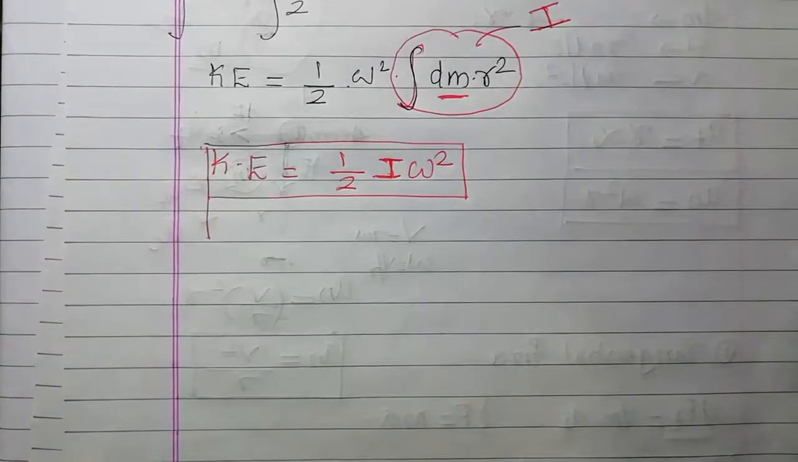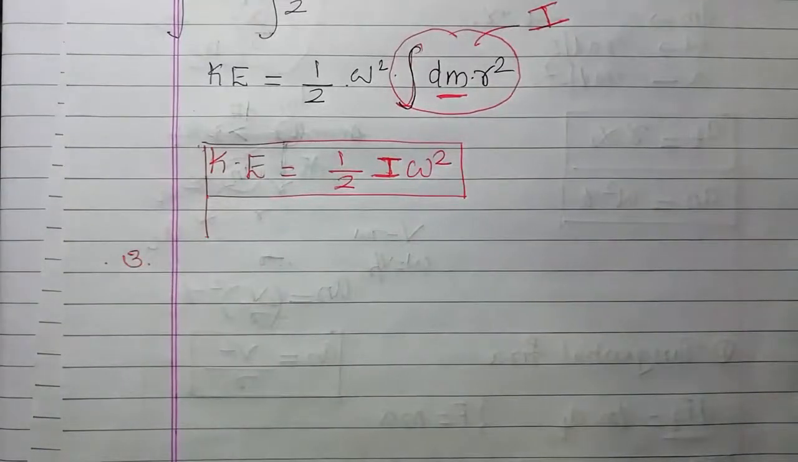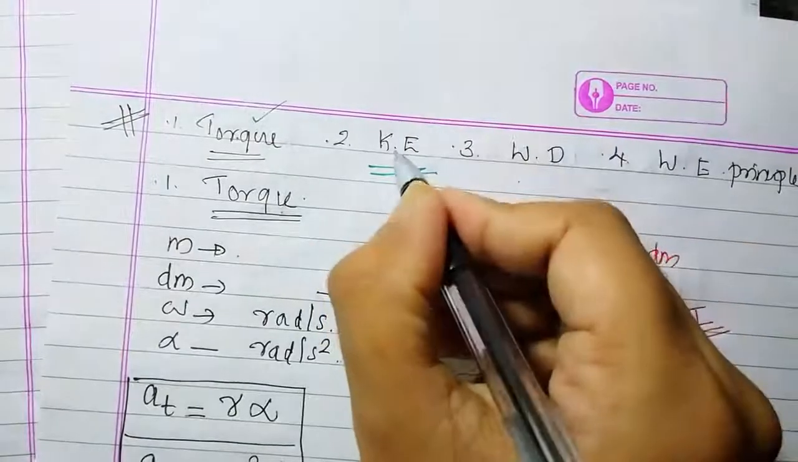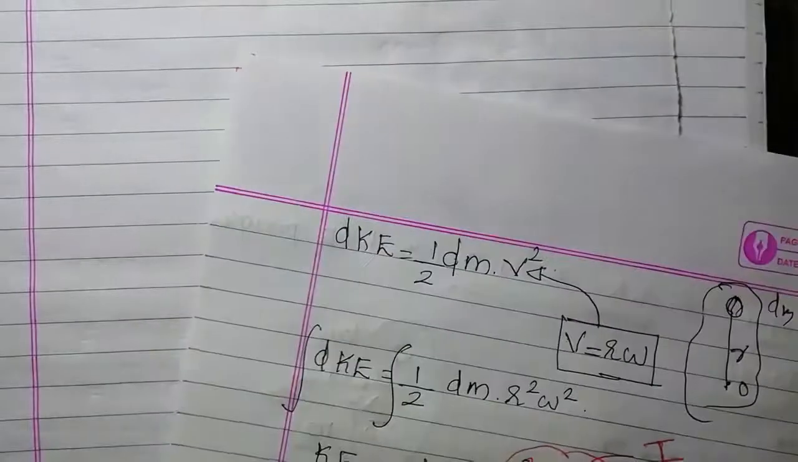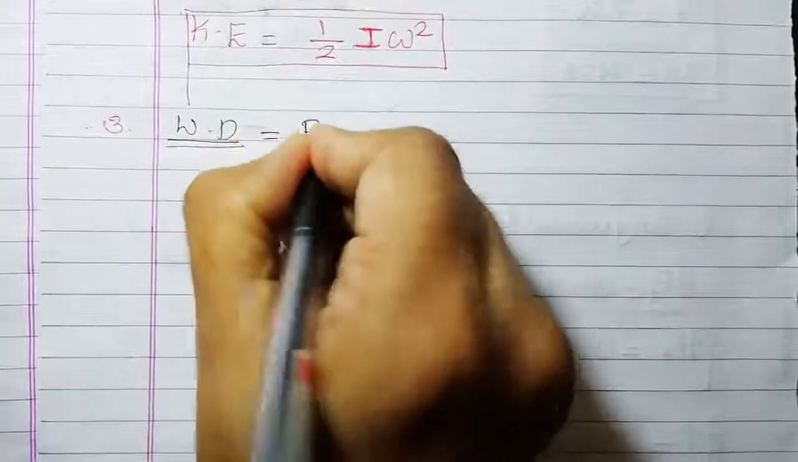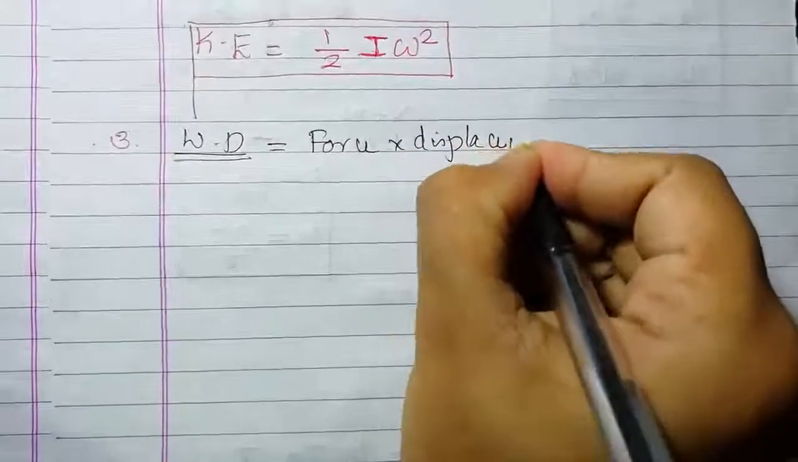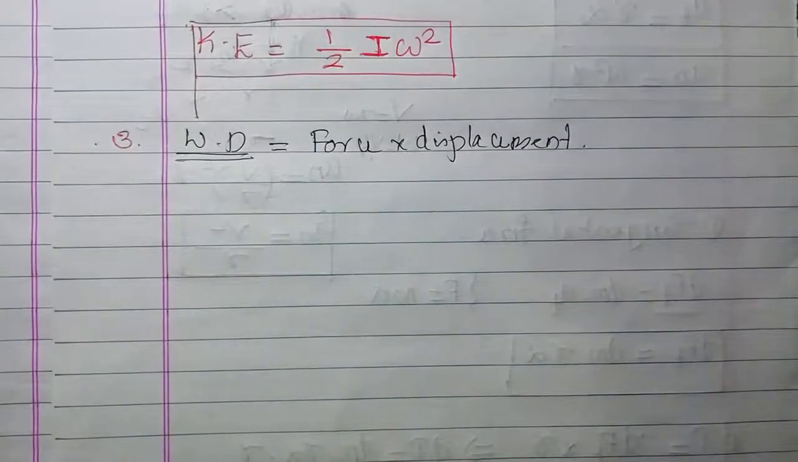Okay. Now the third one. So we discussed the expression for torque. After that we found the expression for kinetic energy. Now what is work done? We have to check what is work done. So work done is nothing but force into displacement in the direction of force, F into ds, or force into displacement.